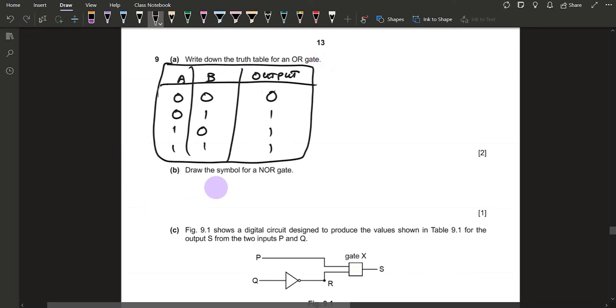Part B says draw the symbol for a NOR gate. And this is also pretty standard. We have 2 inputs. And this is a normal OR gate. And there's going to be a circle here because it's a NOT OR gate. And this is going to represent our NOR gate. We get 1 mark for this.